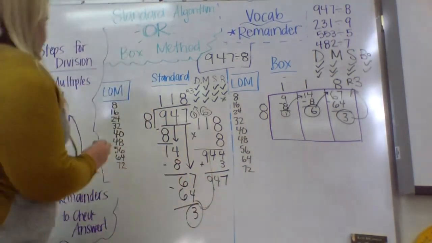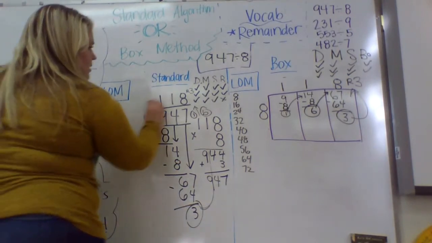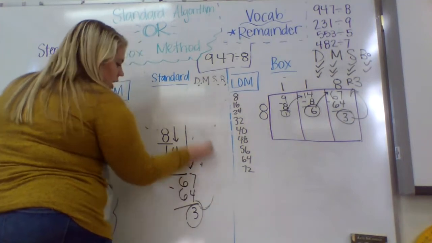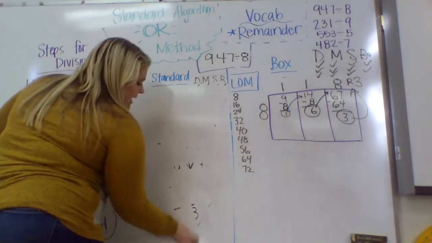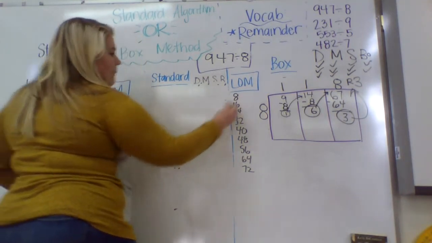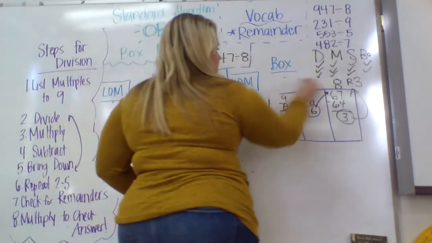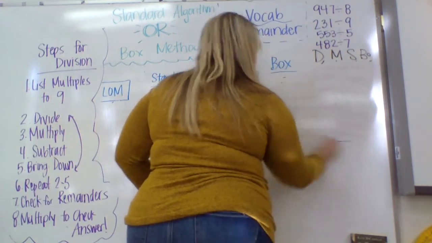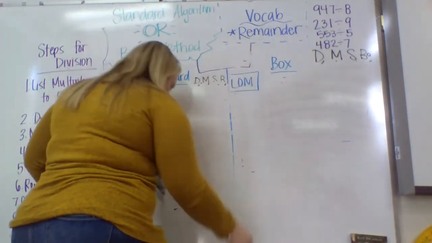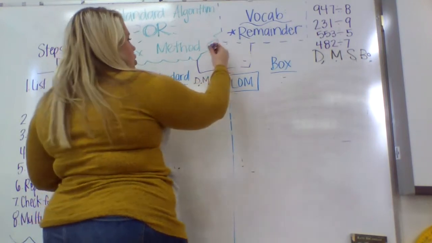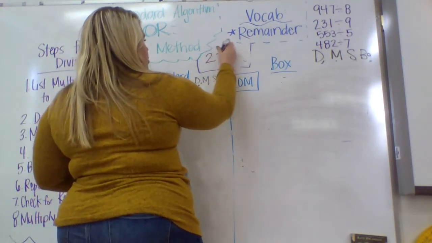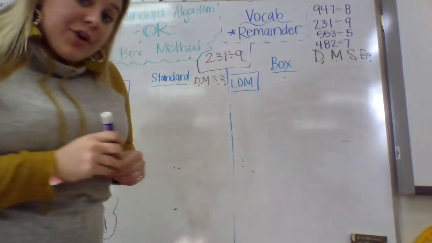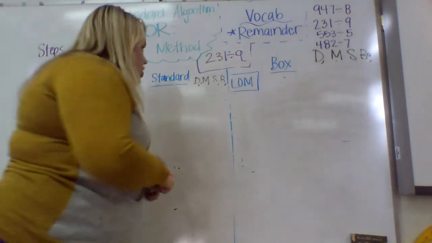For the next one, I'm getting ready to write it down. For the next one, I want you to pause the video once you see the problem, try and work it out, and then press play, come back, and see, did you get it correct or where was your mistake at? You can choose to either do standard algorithm or box, whatever you would like. 231 divided by 9. Watch out for your first digit on this one. It's going to try and trick you.